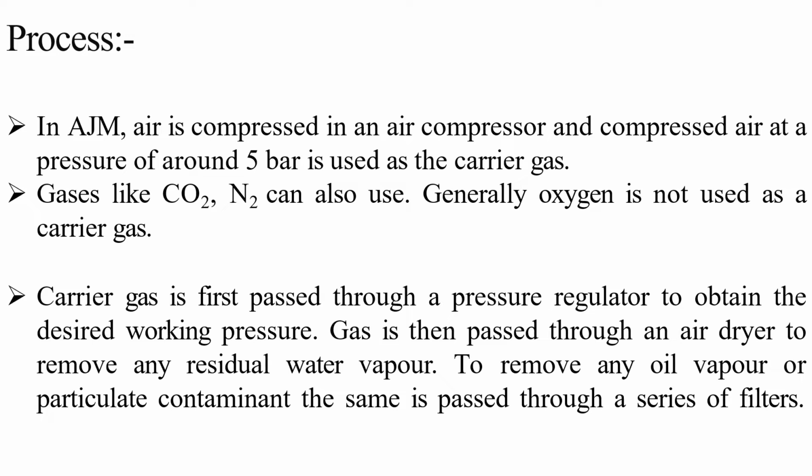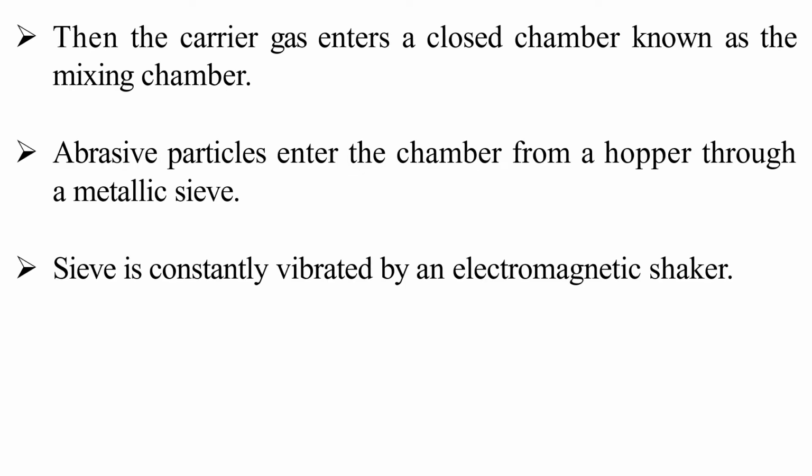The carrier gas first passes through a pressure regulator to obtain the desired working pressure. The gas is then passed through an air dryer to remove any residual water vapor. To remove any oil vapor or particulate contaminant, it is passed through a series of filters. Then the carrier gas enters a closed chamber known as the mixing chamber. Abrasive particles enter the chamber from a hopper through a metallic sieve, and the sieve is continuously vibrated by an electromagnetic shaker.